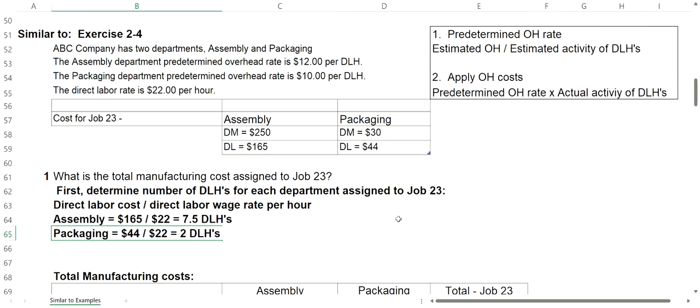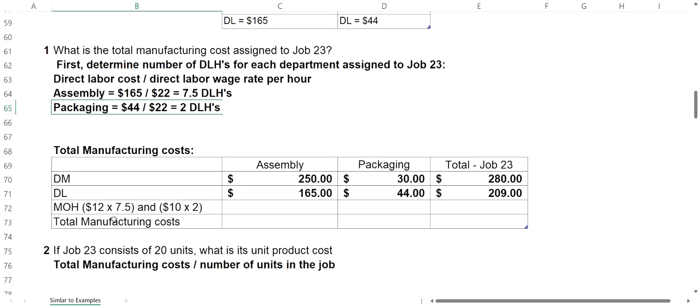So now we can apply our manufacturing overhead to each job. Assembly. The predetermined overhead rate was $12 given. I just calculated 7.5 hours for assembly. So 12 times 7.5 means the overhead cost applied to assembly is $90. The predetermined overhead rate for packaging is given at $10 an hour. We calculated that packaging takes 2 hours. 10 times 2 is 20 overhead costs applied to packaging. I will add 90 plus 20, and that gives me 110.